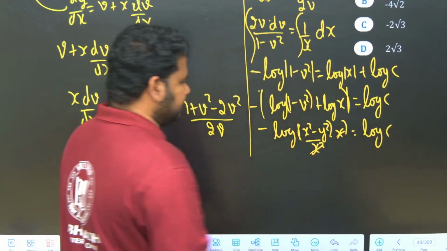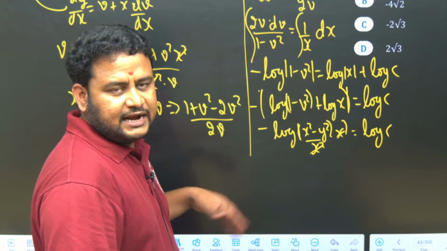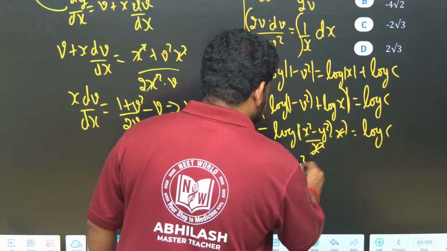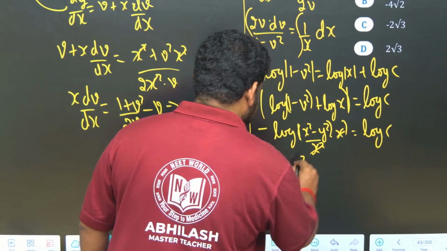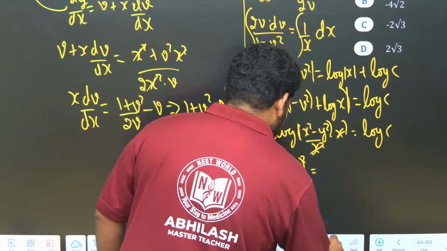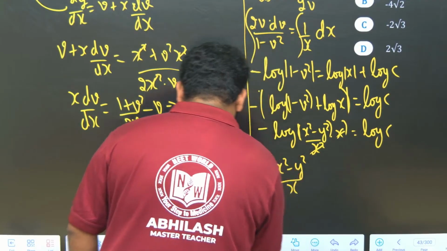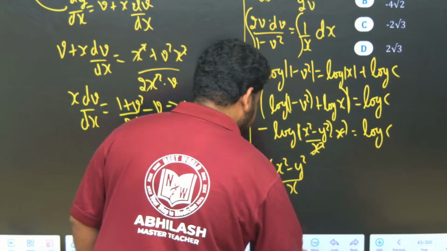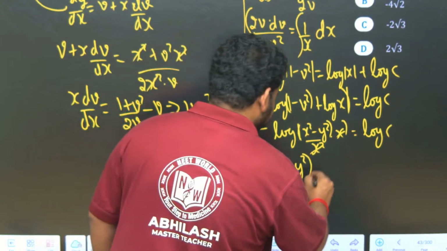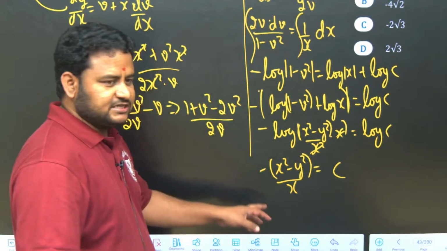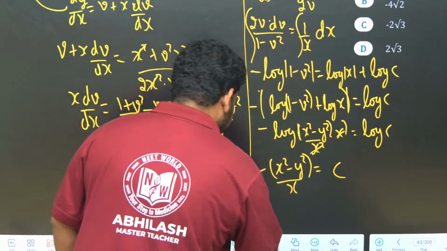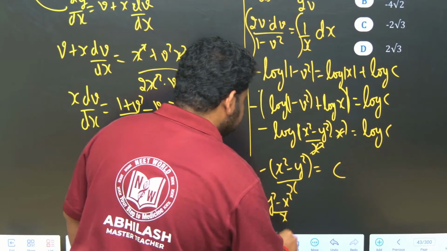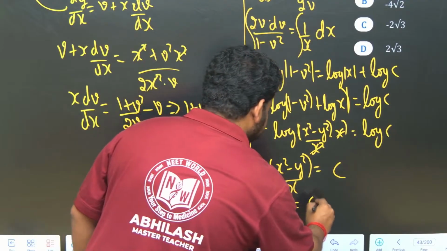Okay, if I remove log and equate it, what I'll get is x square minus y square by x, minus will be there here. Let me write it here. X square minus y square will be equal to c. Since the minus sign is there, I can send it inside. This will transform into y square minus x square by x is equal to c. This is what I got.